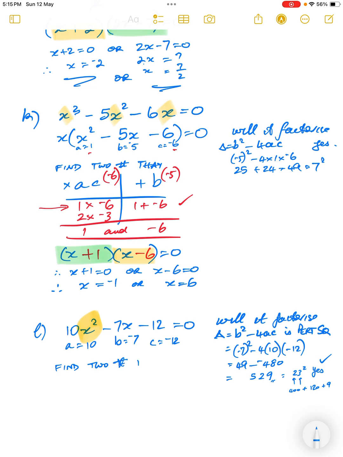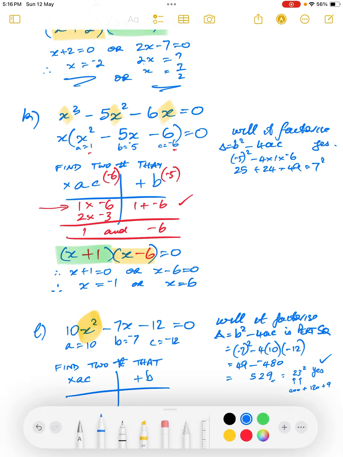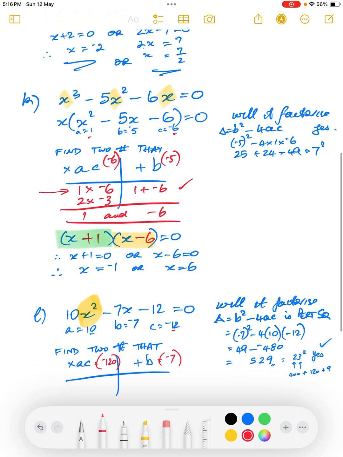Let's find two numbers. If it didn't factorize, we would simply use the quadratic formula. That multiply to give AC and add to give B. It's good to practice when you can factorize. So let's have a look at what is AC. AC is 10 times negative 12. So we want that to equal negative 120, and we want b to equal negative 7. Two numbers that multiply to give negative 120 and add to give negative 7.